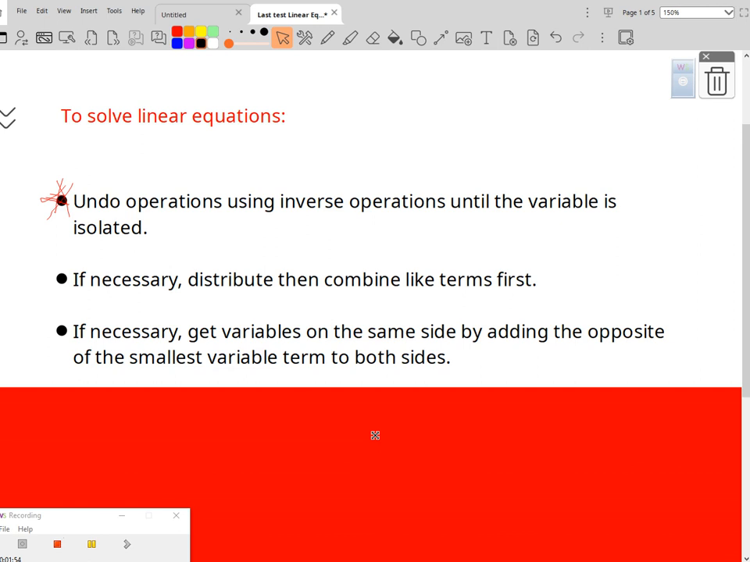You could technically add the opposite of either one to both sides, but we are always trying to not have a negative coefficient because a lot of kids make mistakes with a negative coefficient. So, if we add the opposite of the smallest variable term, once again, 3x on one side, 2x on another side, we would add negative 2x to both sides. That would get our variables on the same side.